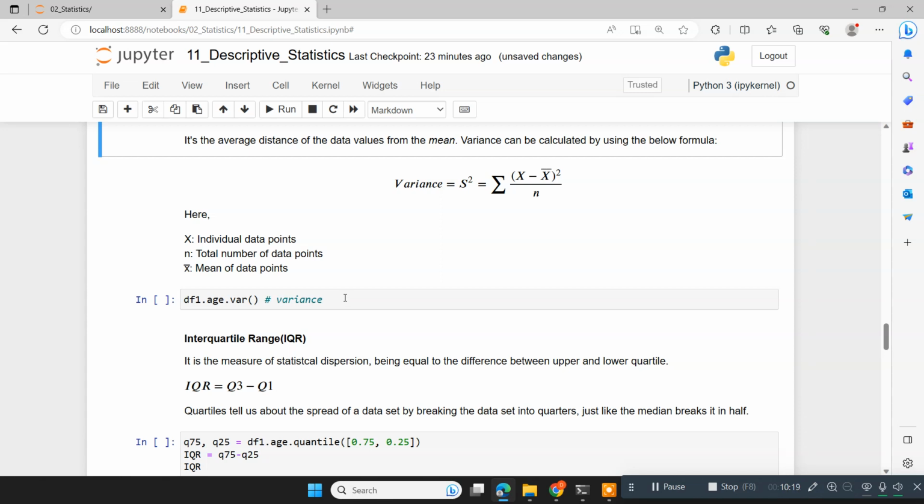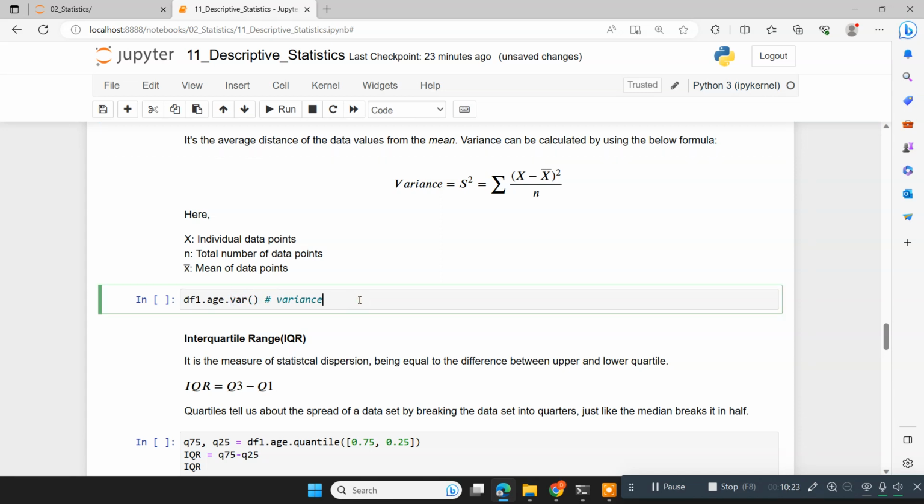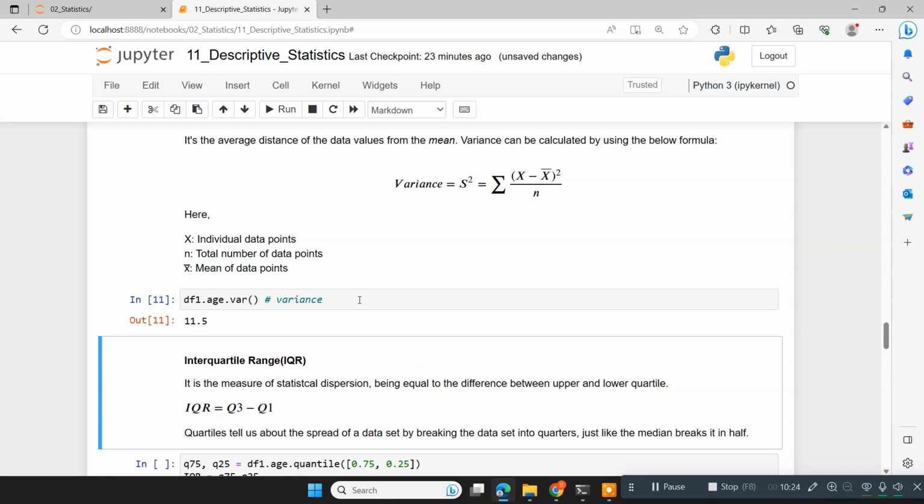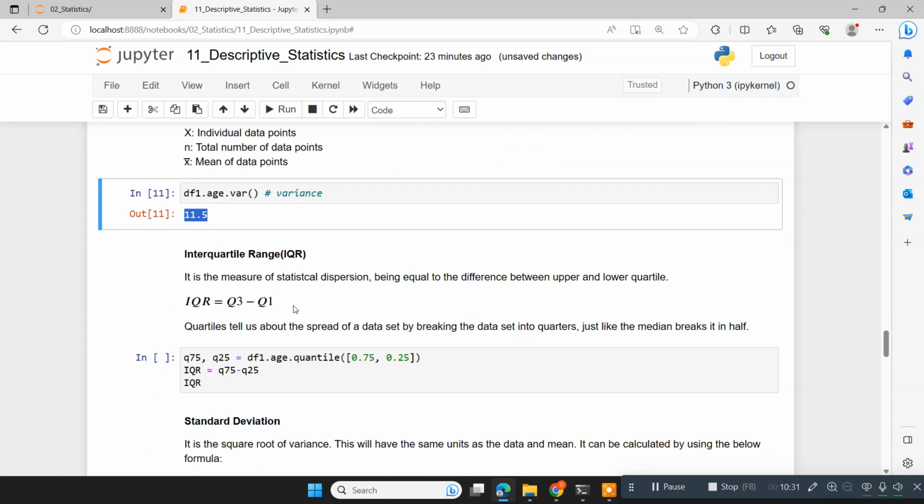So here also we don't need to do any calculations. We have the direct method, that is var, which stands for variance. So the variance is 11.5.